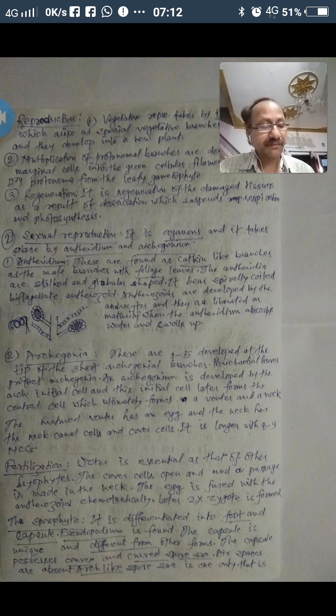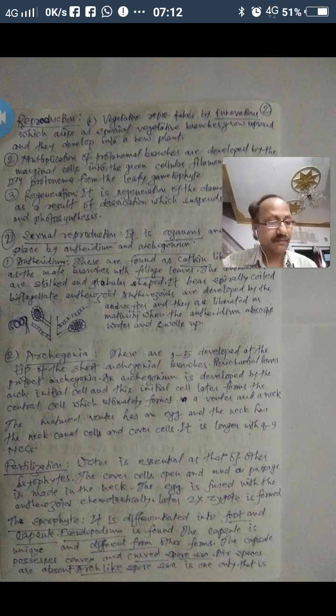Second, the archegonium. These are 1 to 5, developed at the tip of the short archegonial branches. Perichaetial leaves protect archegonia. It is somewhat similar to the pattern on the side of the archegonia of Marchantia. They are covered with the perichaetium inside, as in the case of Marchantia.